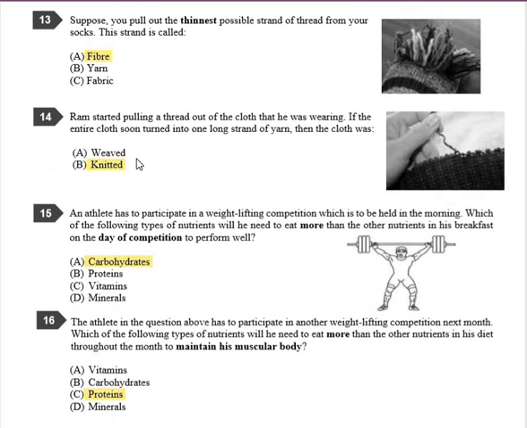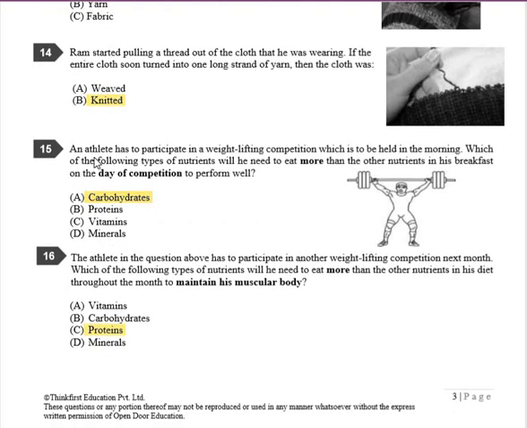Coming to question number 14. Ram started pulling a thread out of the cloth that he was wearing. If the entire cloth soon turned into one long strand of thread, then the cloth was woven or knitted. So the answer will be 14B, that is woven. Sorry, it is knitted, because in knitting we just arrange the threads with the help of knitting needles. But in the case of weaving, that requires a proper weave pattern and all. So the option number B will be correct, that is knitted.